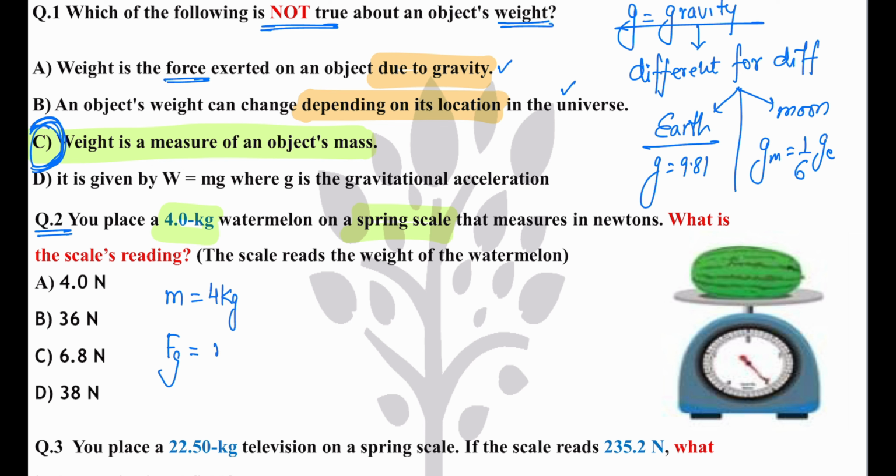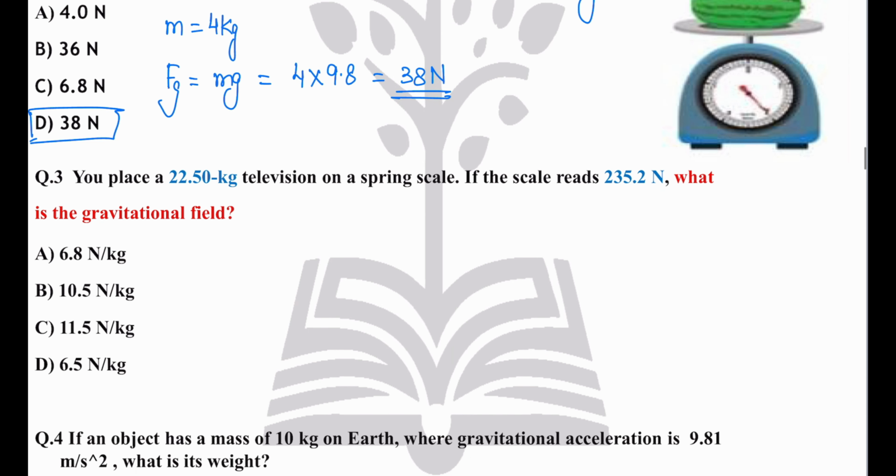Fg is equal to m times g. For gravity, you need to remember always, g is equal to 9.8. So once you solve this, what is your answer? 38 Newton. 38 Newton. Clear? Okay.